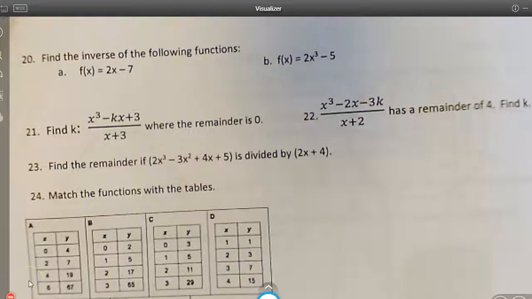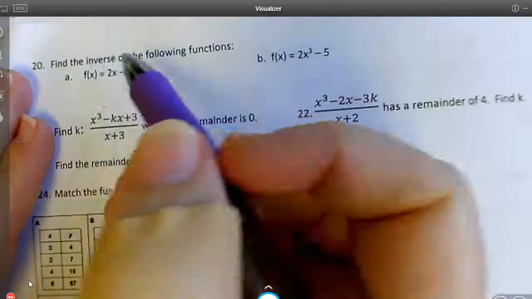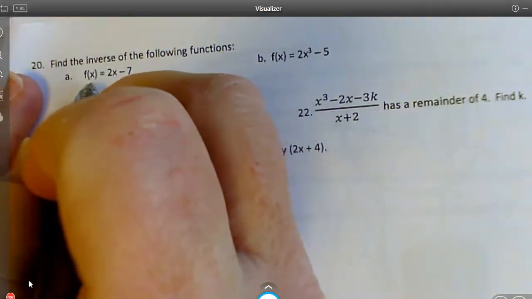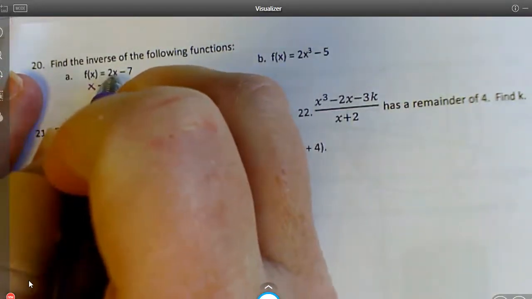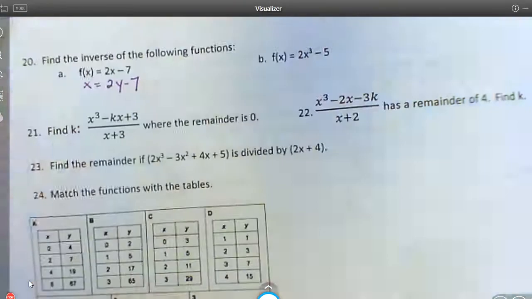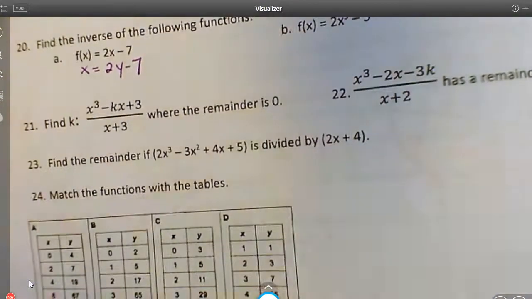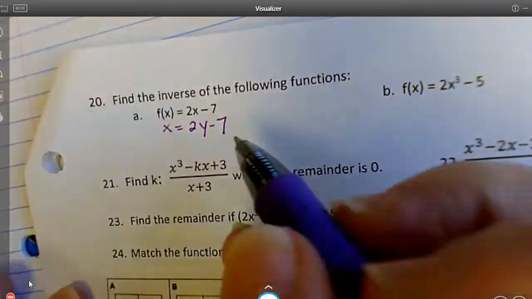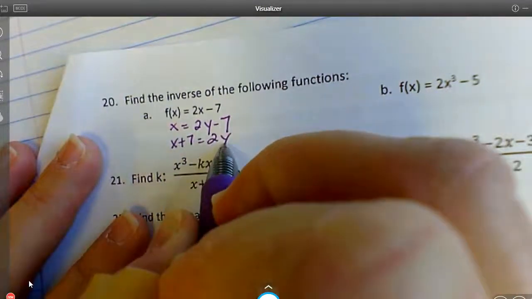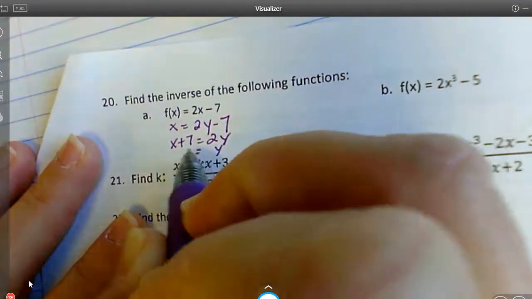When you're finding an inverse of an equation, like if this says f of x, that stands for y, you switch that y to x, and that x to y. So you switch x and y, and then you solve for y. So you're going to add 7 on both sides, and then divide by 2.